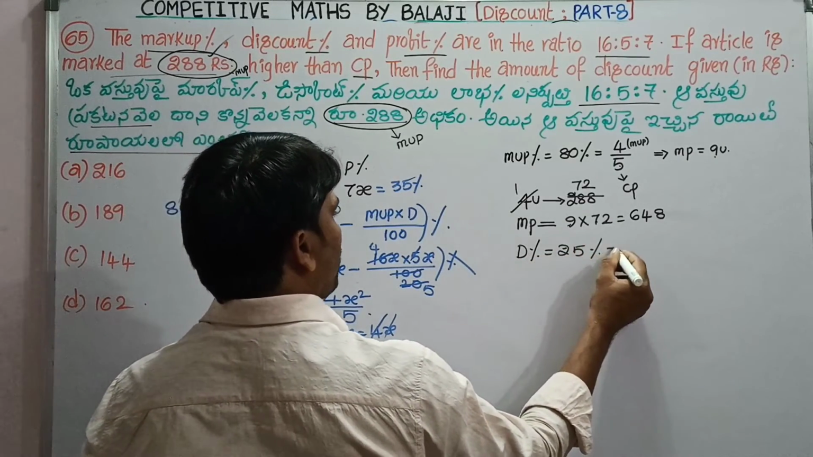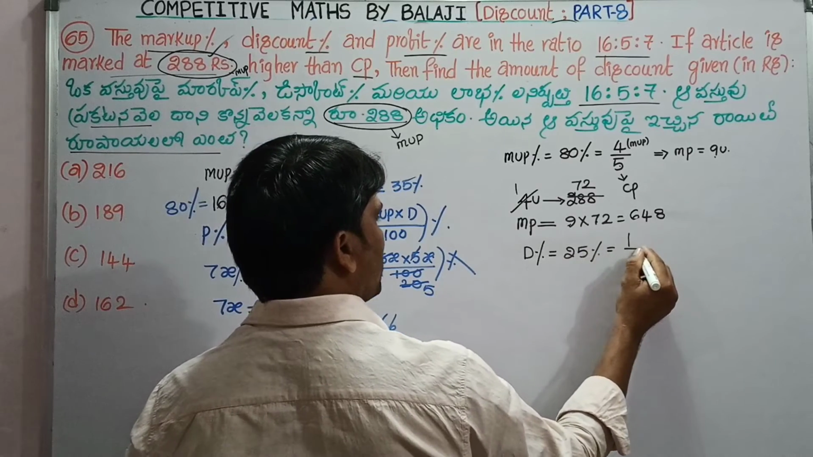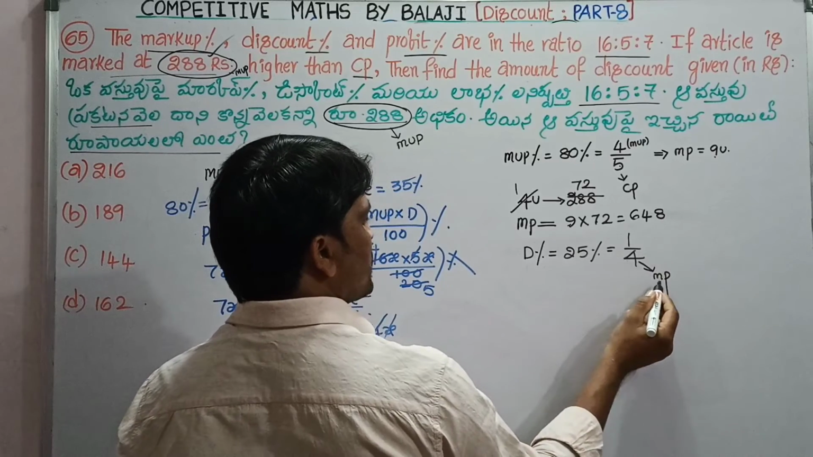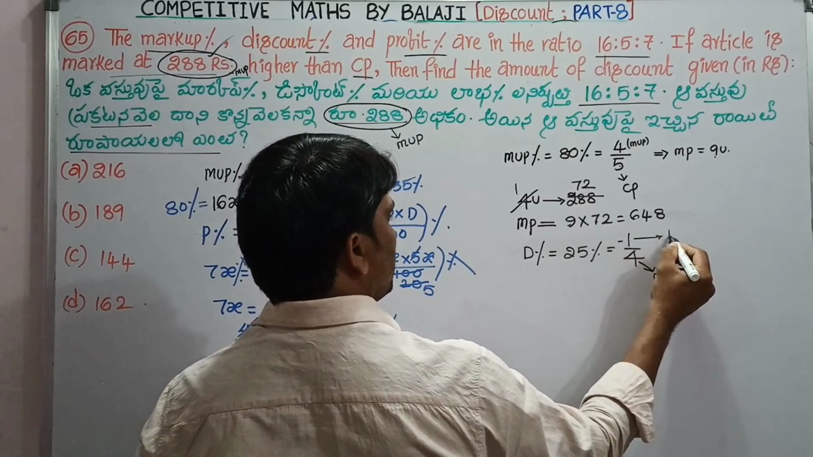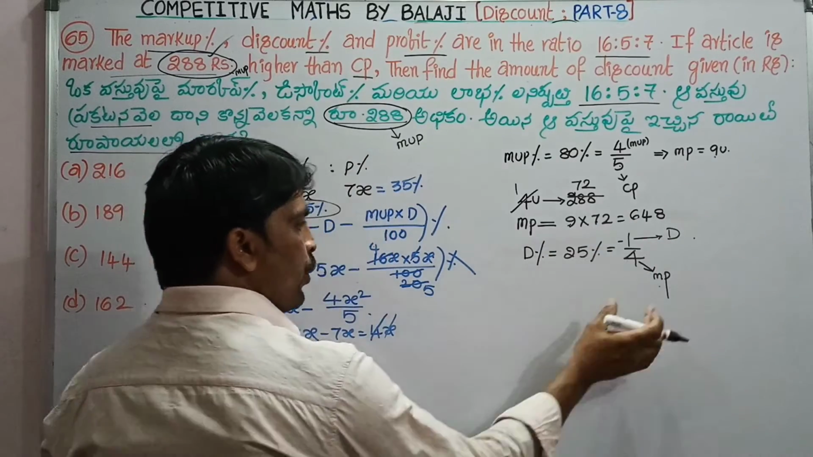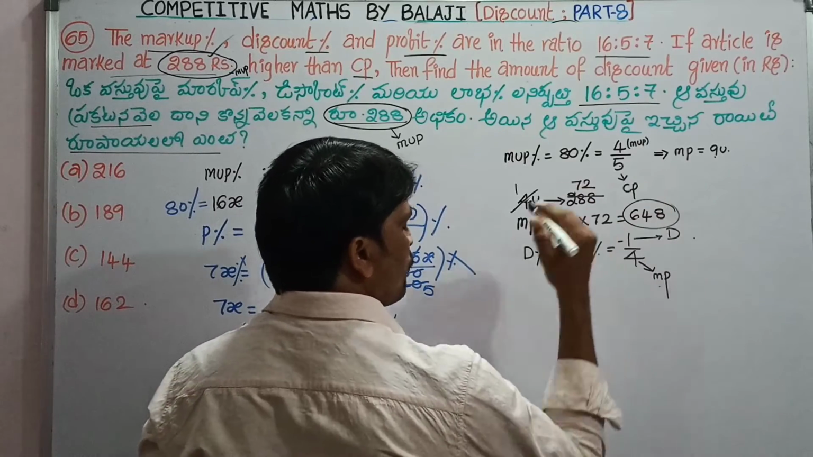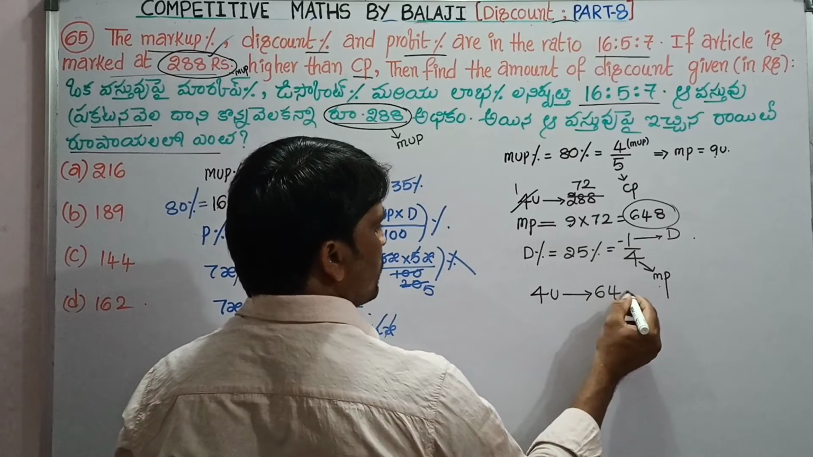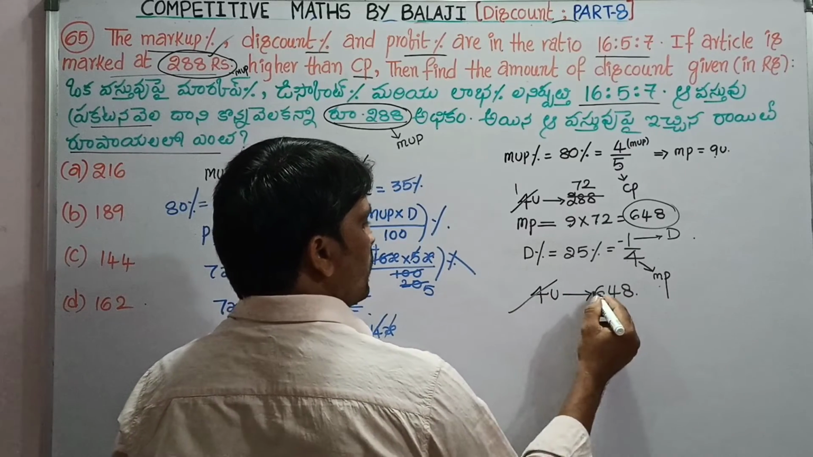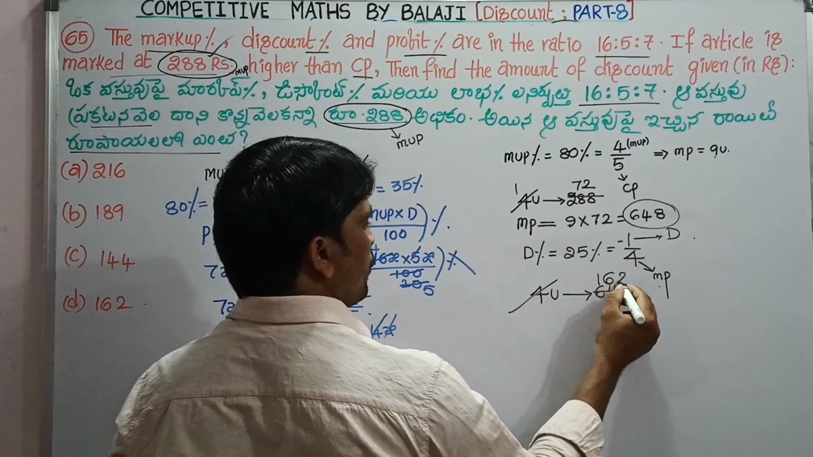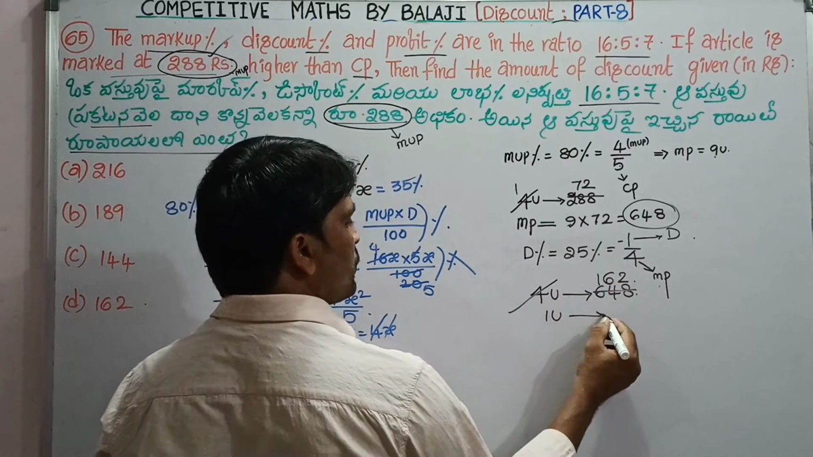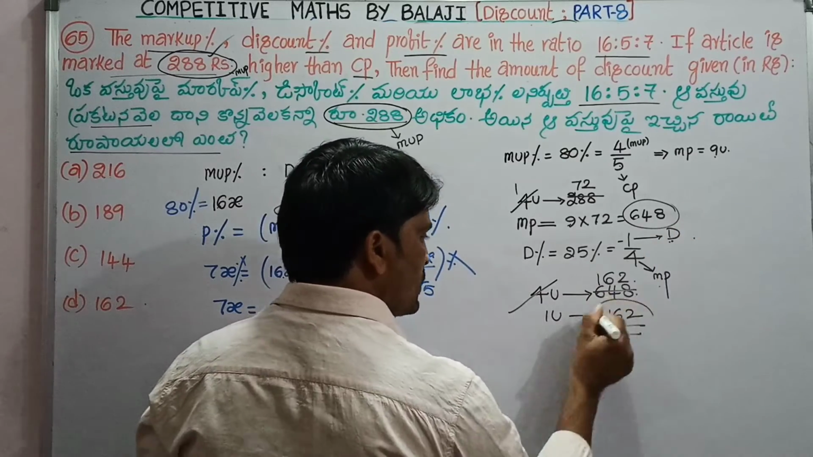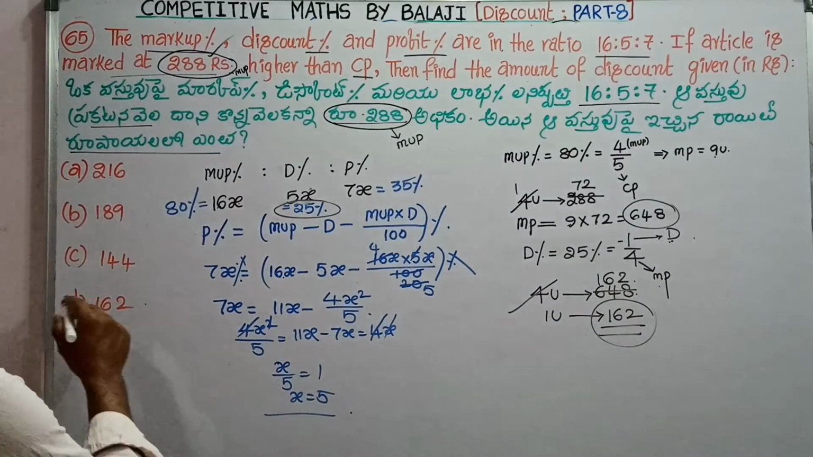We know that discount percentage is 25%. Fraction value of 25% is 1 by 4. Discount is always allowed on marked price. If 4 units are marked price, 1 unit is discount. 4 units is marked price and marked price is equal to 648. 4 units value is 648, so 1 unit value is 162. Discount is also 1 unit. So discount is 162 rupees. So answer is D.